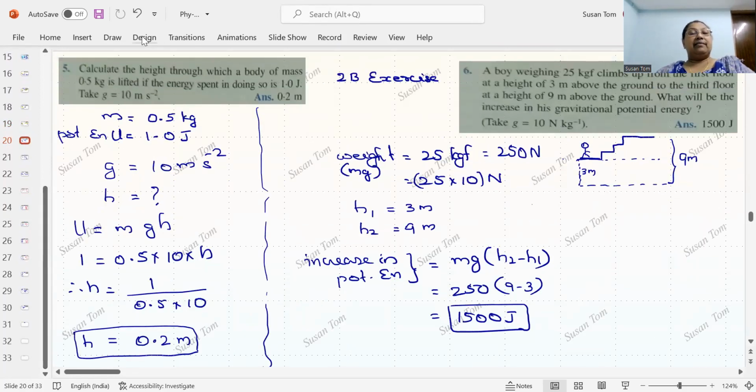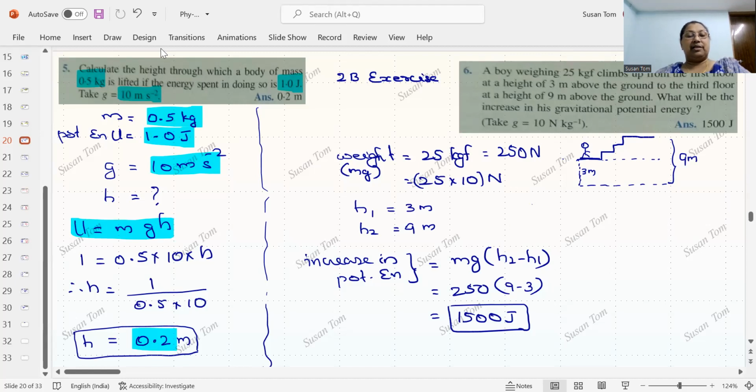Question 5. Calculate the height through which a body of mass 0.5 kg is lifted if the energy spent in doing so is 1 joule. Take g as given. Mass 0.5 kg. Potential energy is 1 joule. g is 10 meter per second square. What is the height? Equation U equal to mgh. Calculate for h. h is equal to 1 by 5, so you are getting 0.2. Simple substitution. I don't have to explain, no, children.